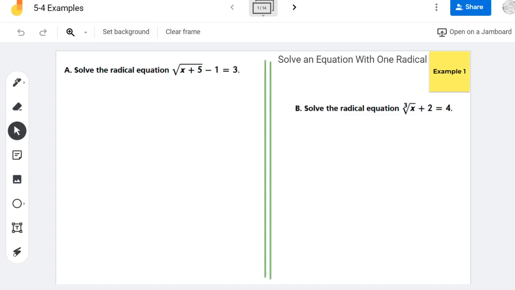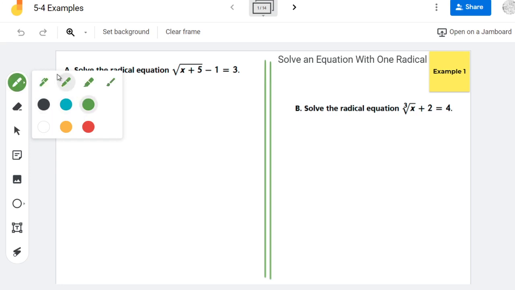In today's video, I'm covering example 1 from section 5-4 in the SavvasRealize Algebra 2 textbook. The goal of today's example is to solve an equation with one radical.